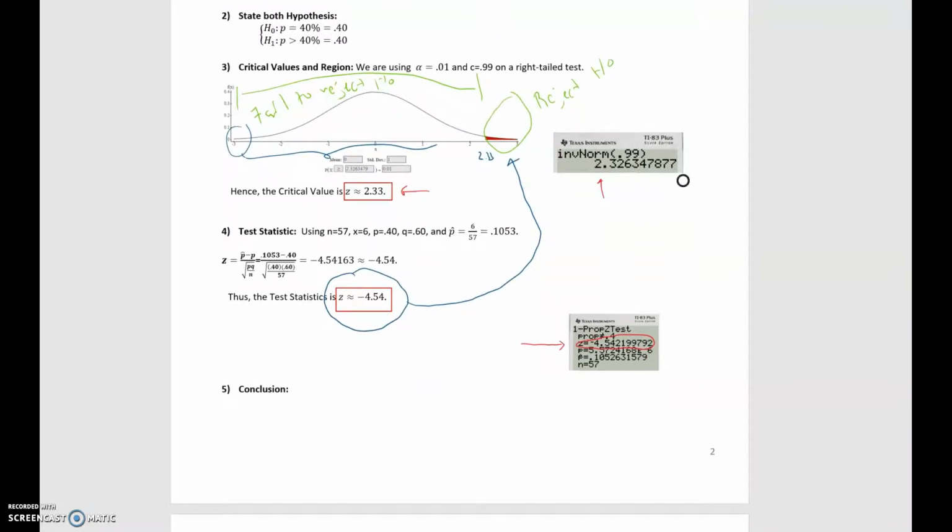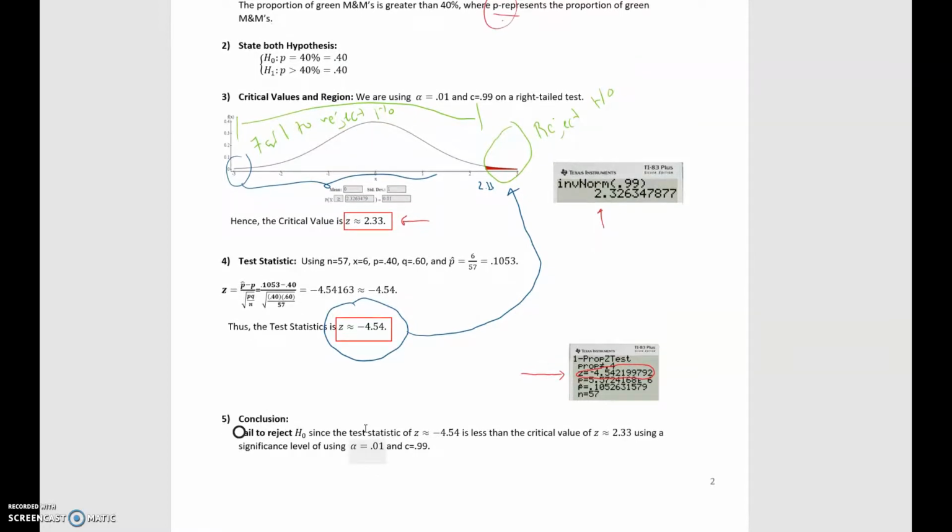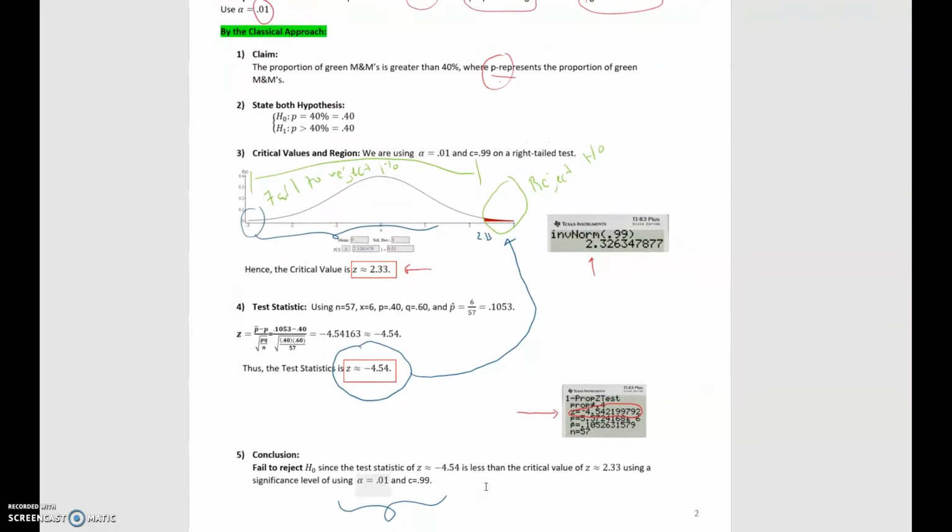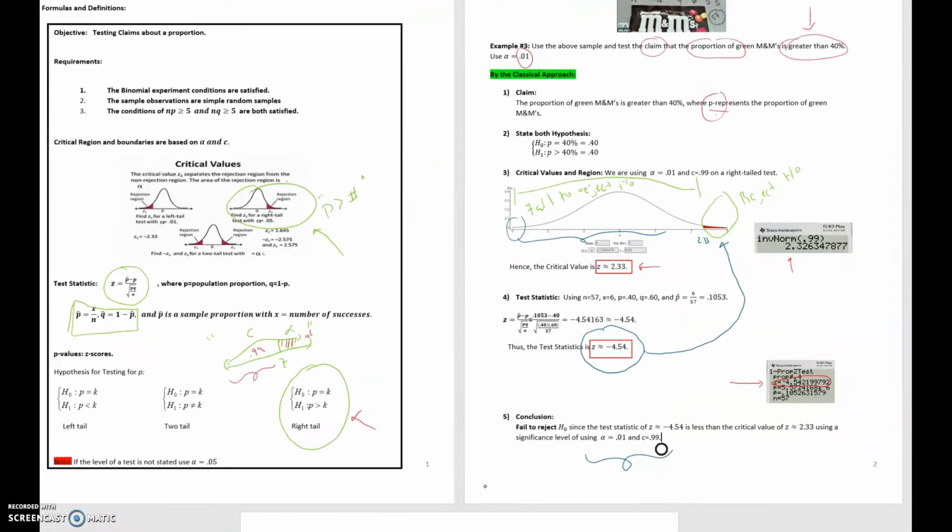Let me show you the conclusion. So in here, we would just simply say to fail to reject H0. Technically, the test statistic of negative 4.54 is less than, and the less than refers to it's to the left or on the fail to reject region than the critical value of 2.33. If you're not using the formal writing, you have to make sure you mention both alpha and the critical value for the actual test. And that's actually it for this one.